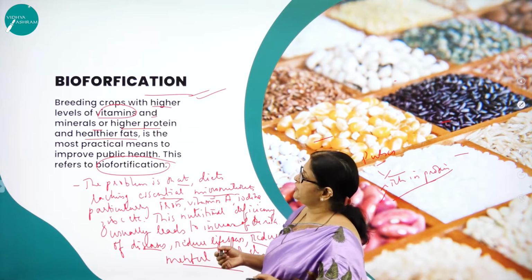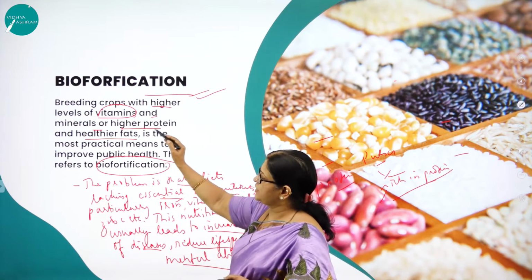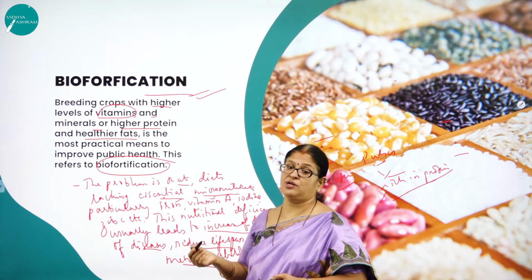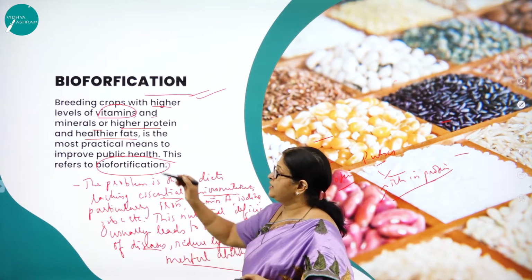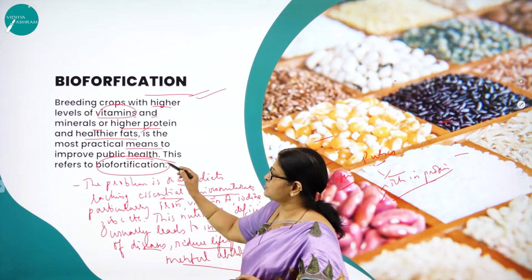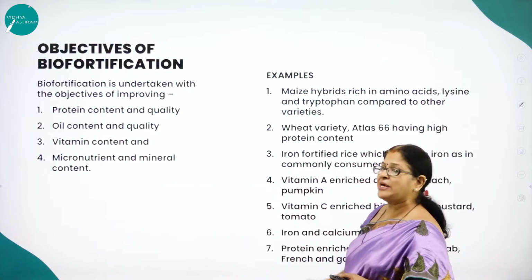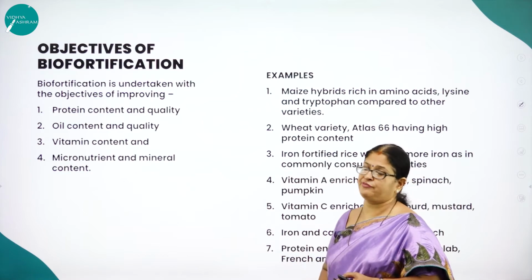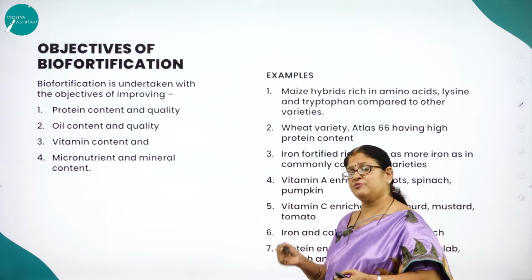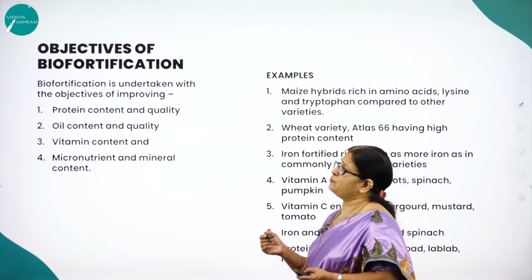So what is biofortification? Breeding crops with higher levels of vitamins and minerals or higher protein and healthier fat, not the fat which is going to increase the cholesterol level and block the blood vessels. It is the most practical means to improve public health, and this is called biofortification, right? Now let us see the objectives of biofortification. What is the main aim? As I said, when the diet is lacking most of the micronutrients, it needs to be compensated. So it is through biofortification.